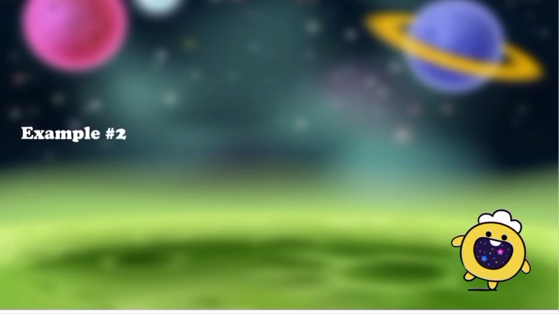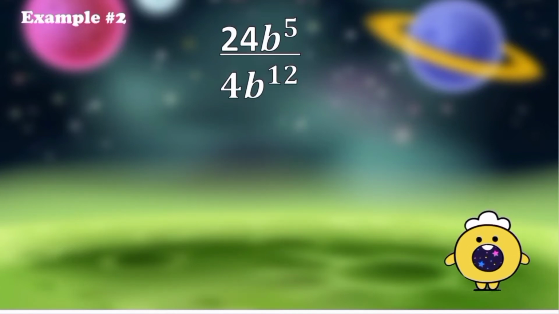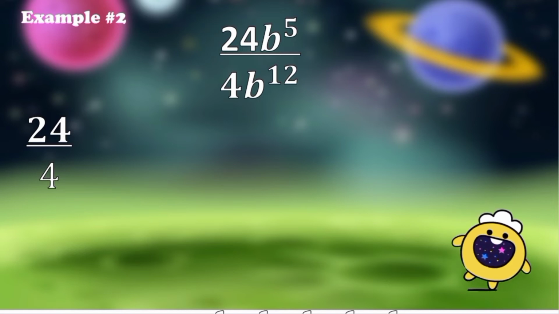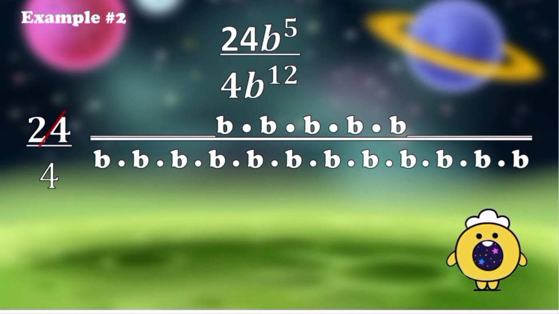Then we have example number 2. 24b to the 5th power over 4b to the 12th power. First we have 24 over 4. And for the literal coefficient, we have 5 b's in the numerator and 12 b's in the denominator. 24 divided by 4 is equal to 6.